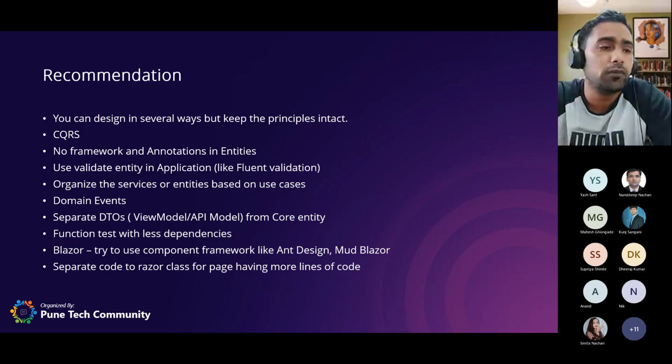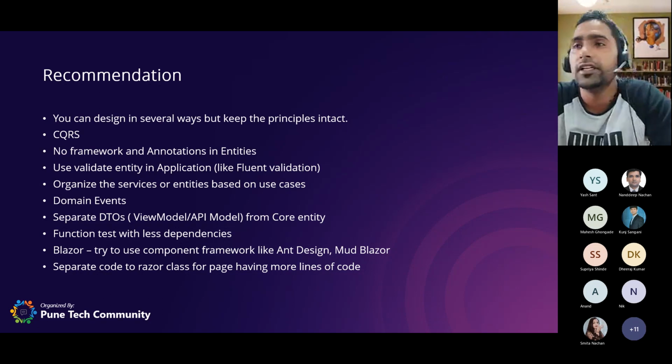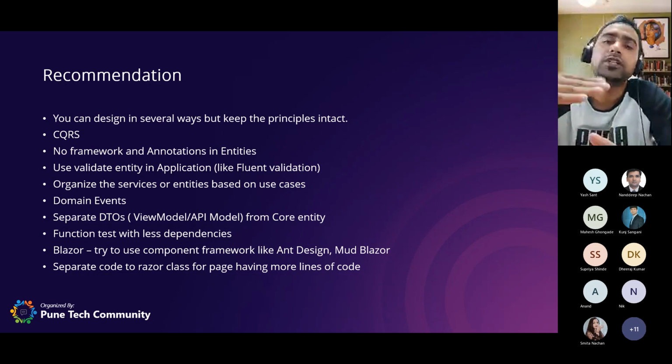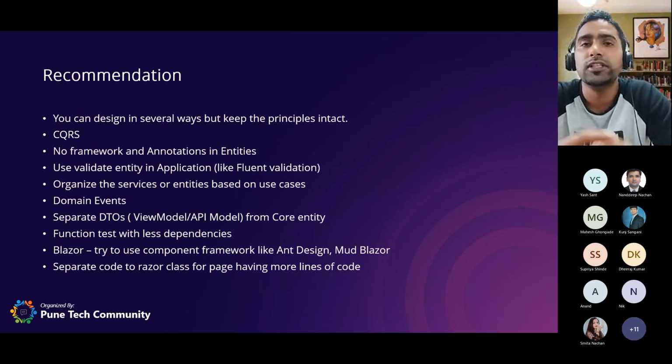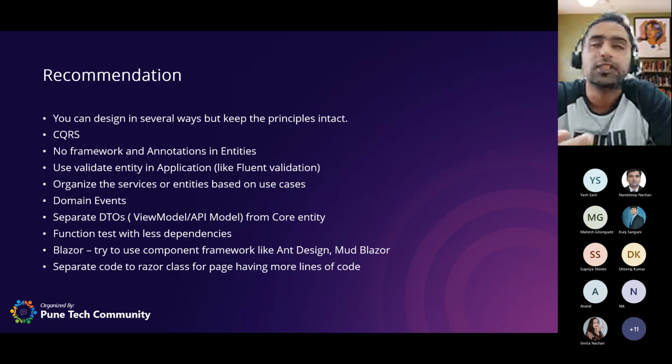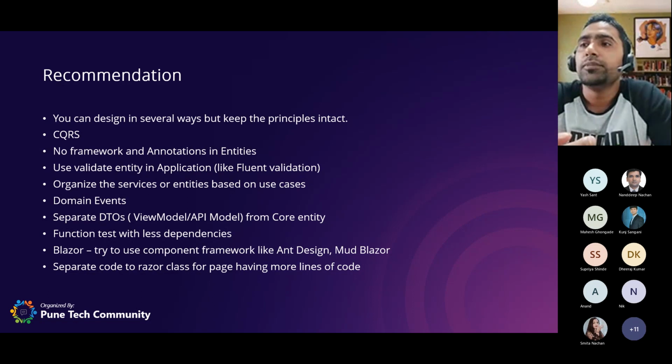This is also one of the popular and widely used libraries when we validate view models. Fluent Validation we mostly use for the front end, or for data validation. We should organize our services and entities based on use cases or product features, so that it will be easy to manage if the application is complex. Domain events are also something we should implement. Separate DTOs from the view model; this is one of the main things.